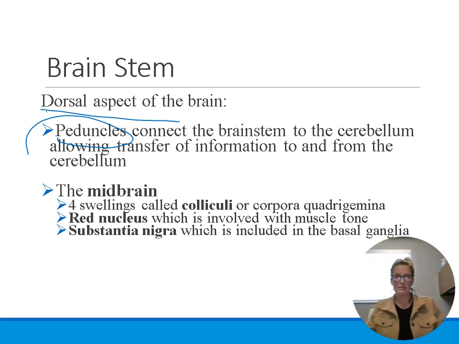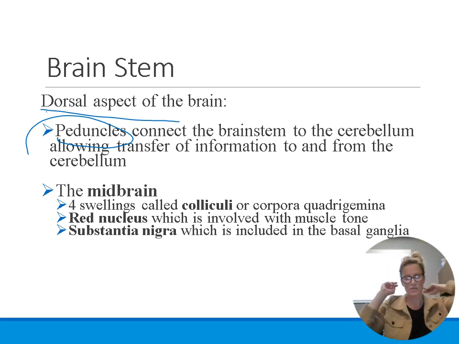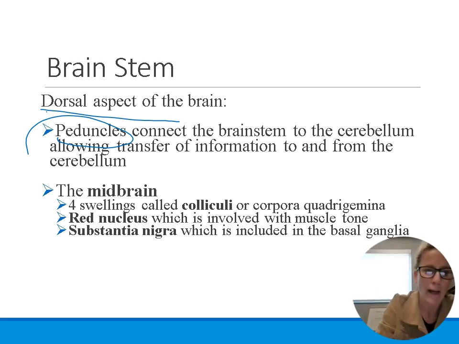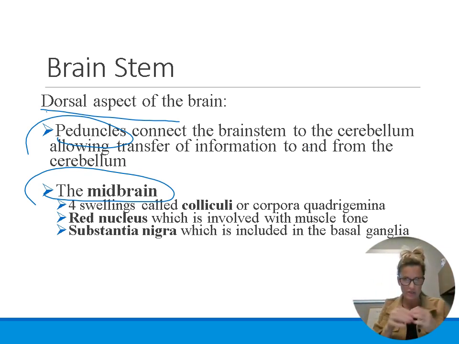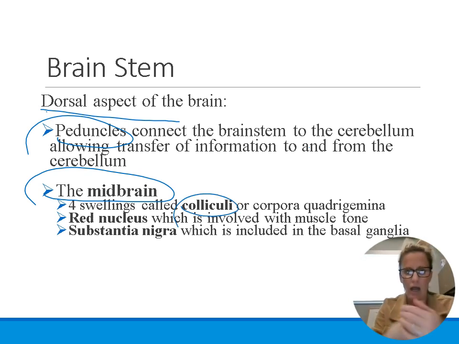So when we look at the midbrain, the first part of the brainstem, we'll see cerebral peduncles carrying info to and from the cerebellum. And then we'll also see the colliculi. So at the very back of the midbrain, the posterior dorsal aspect, we have 4 little bulges, 4 little swellings called colliculi.